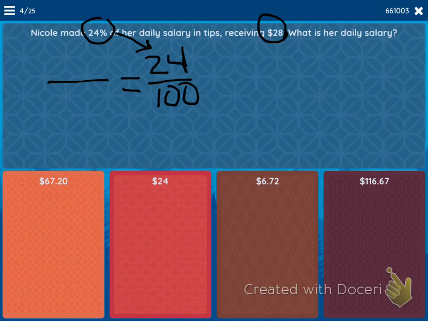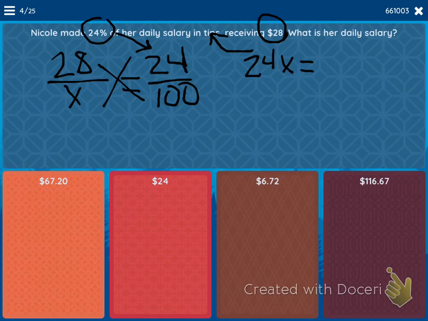Well, it says that the $28 are the tips. So it's only the 24%. So that 28 represents the 24%. They're the same. So they go in the same spot. So here it's the is. Again, cross multiply, 24x equals 2800. Divide both sides by the 24 because that's what's in front of the x.